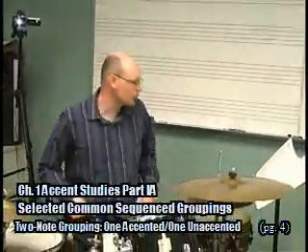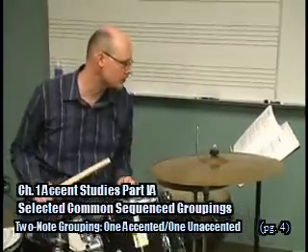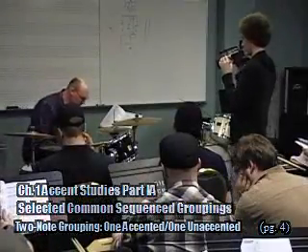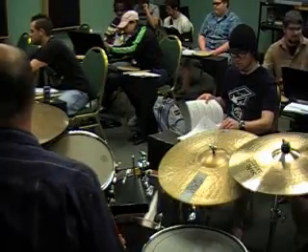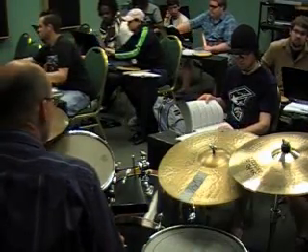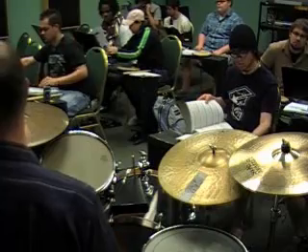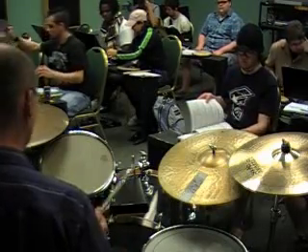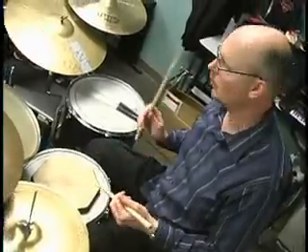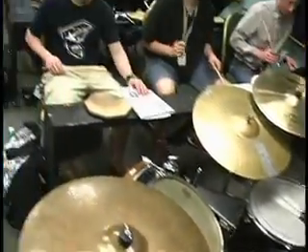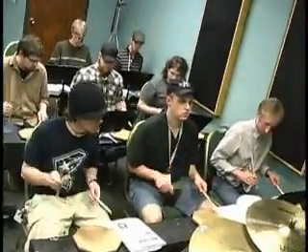The first thing is a two-note grouping, one accented note and one unaccented note. But it also gives us a real introduction to polyrhythmic phrasing, because we're going to play one accented note and one unaccented note through all the subdivisions. So let's just try that. 1 and 2 and, ready, and play.